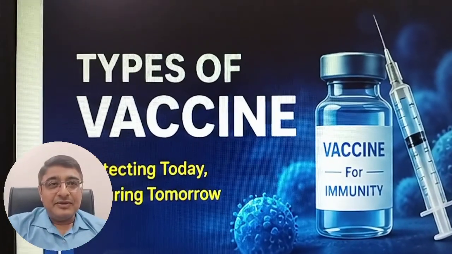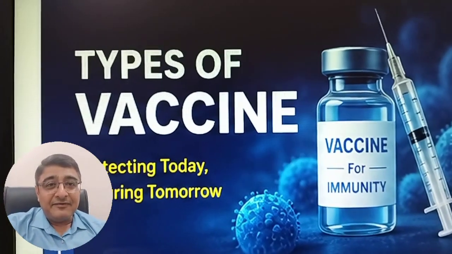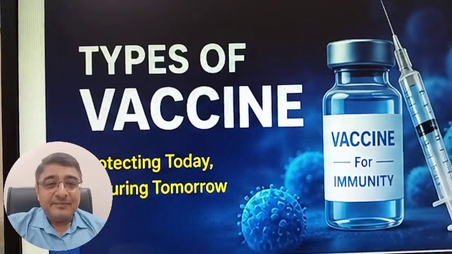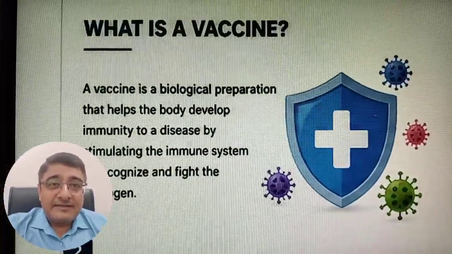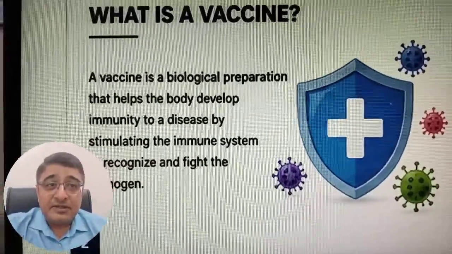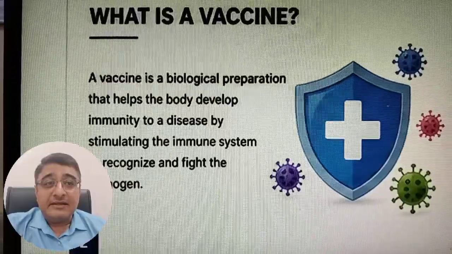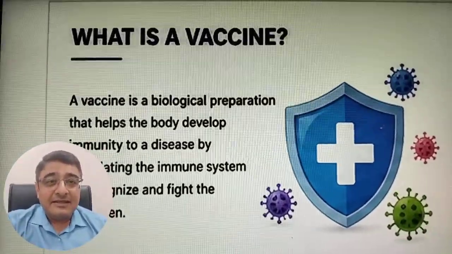Hello friends, today we will see types of vaccine and I will try to explain it in a very simple way so that everyone can understand the types. So first of all, what is a vaccine? A vaccine is a biological preparation that helps the body to develop immunity to a disease by stimulating the immune system to recognize and fight against the specific pathogen. This is what a vaccine is.